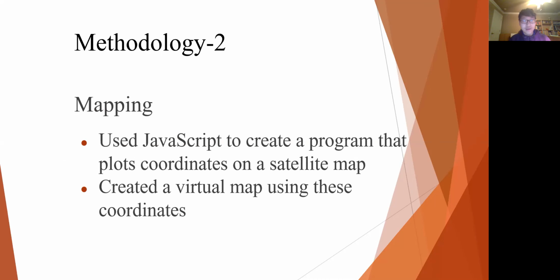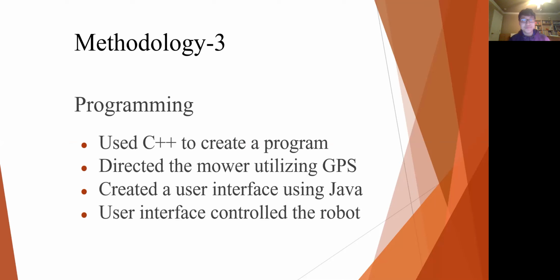And then secondly, I would need a mapping program to create the maps which the robot would navigate itself within. So this was created using JavaScript, and it uses a satellite map, and you can click around your lawn and it records the coordinates of your lawn, and it creates a virtual map using these coordinates.